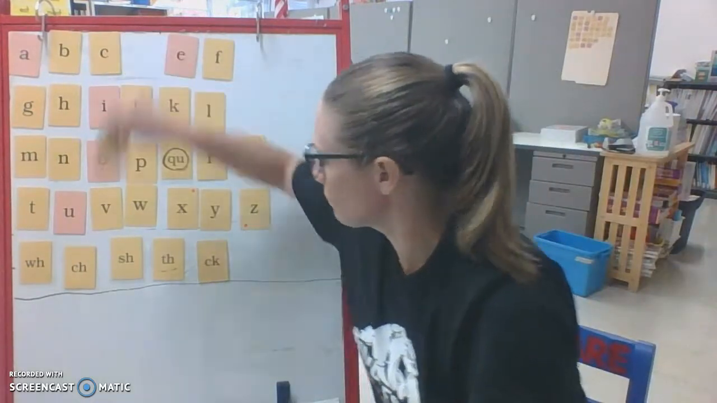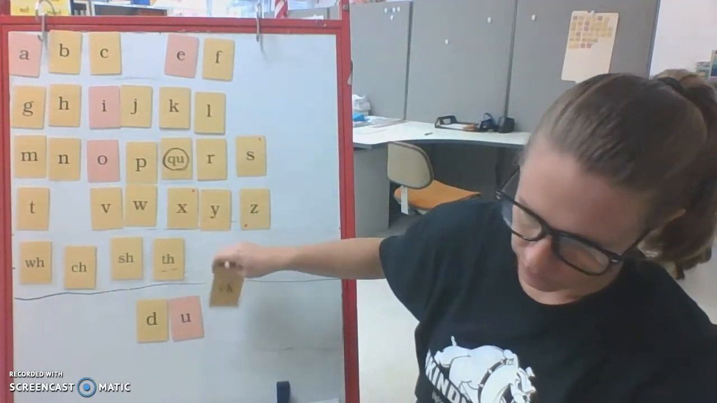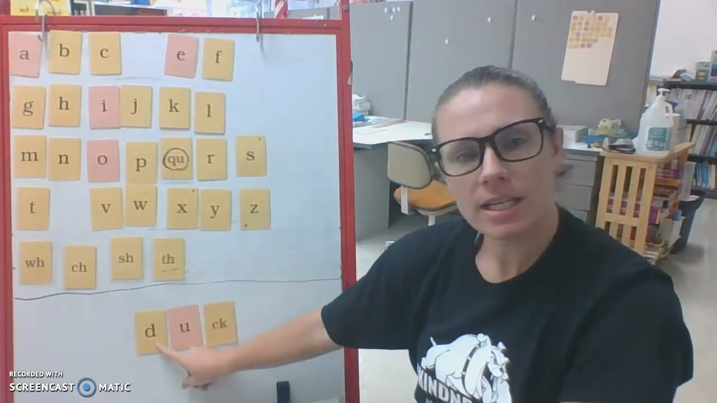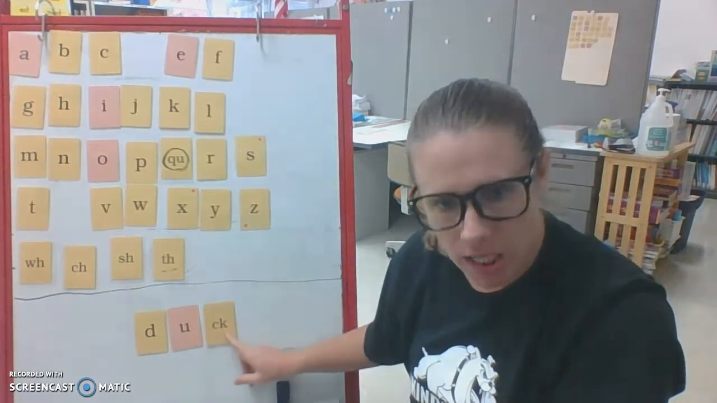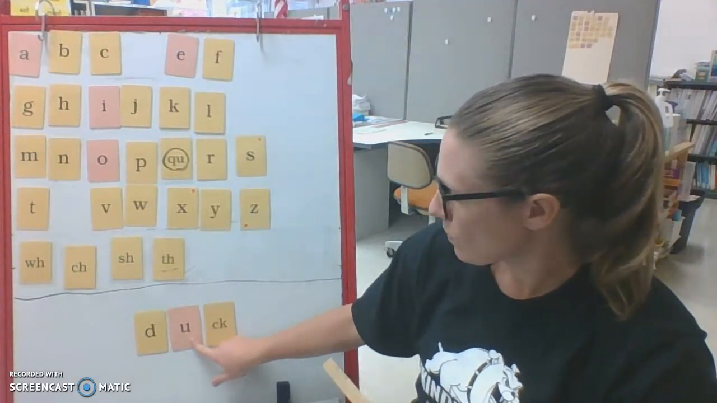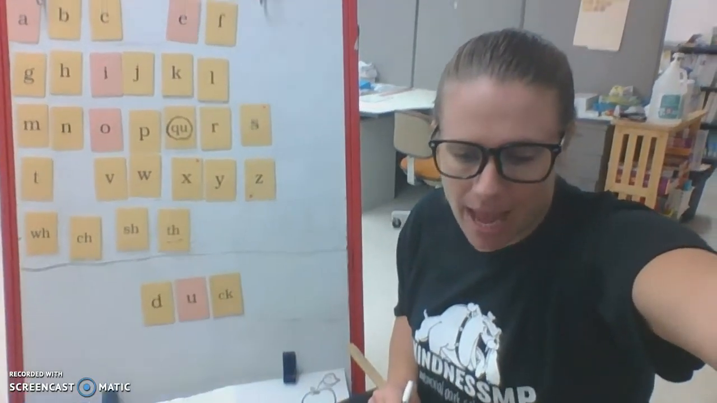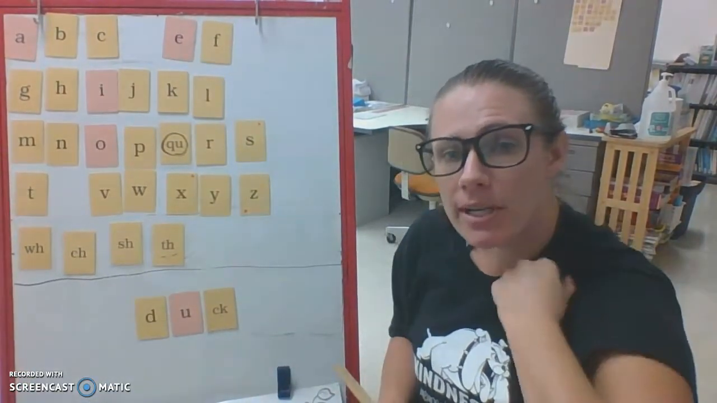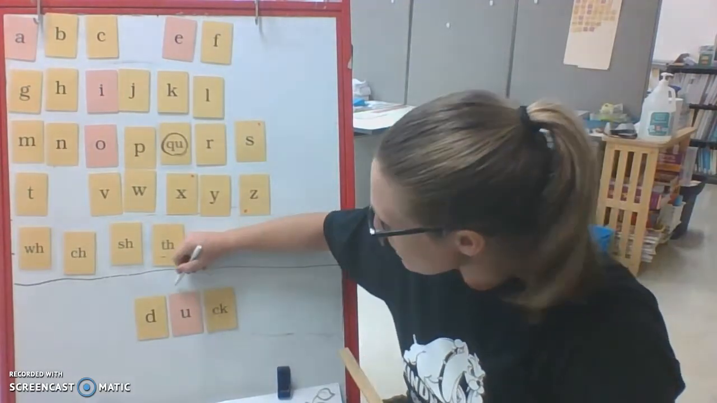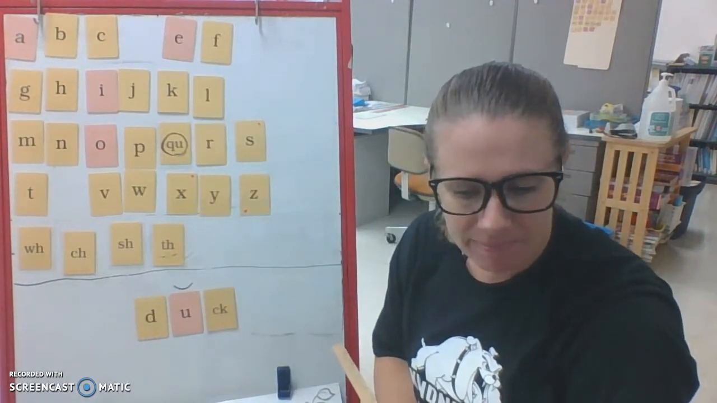So check out this word. What does this word say, everybody? Duck. So this U that says u, we call that the short vowel sound. And there's a special way we mark it. We mark it with something called a breve. Say that word, breve. And it kind of looks like a smile. Just like that. Okay?